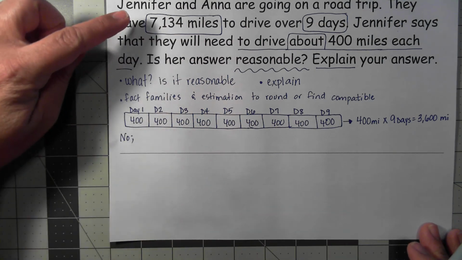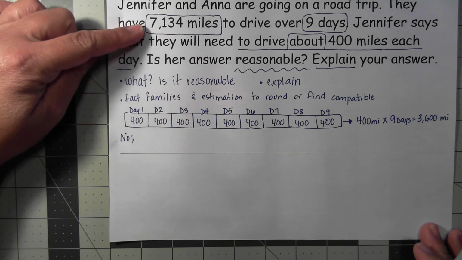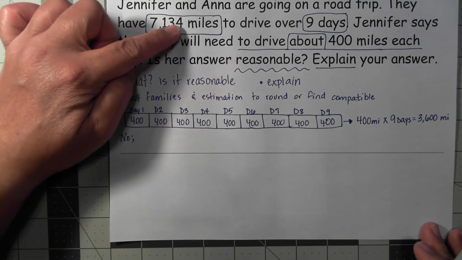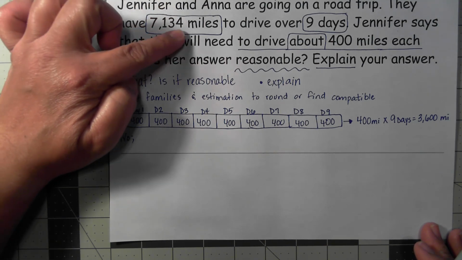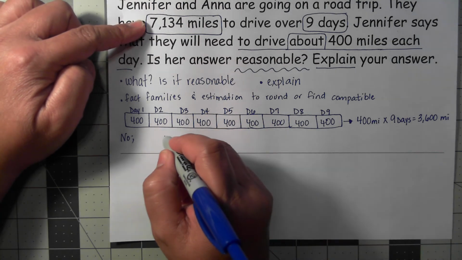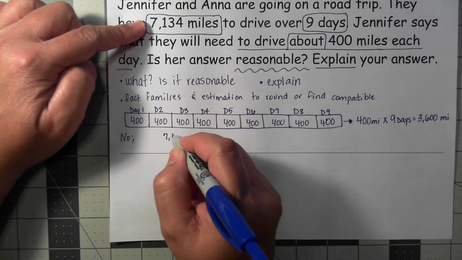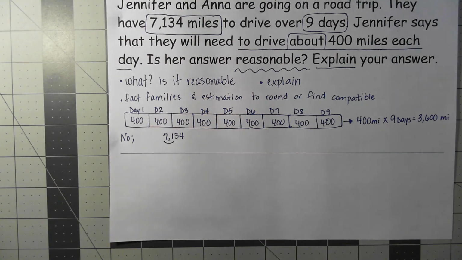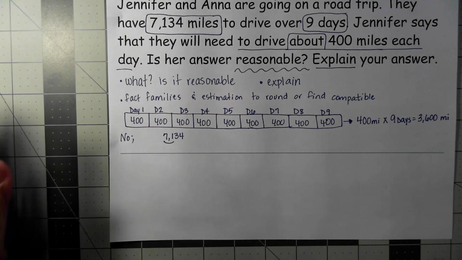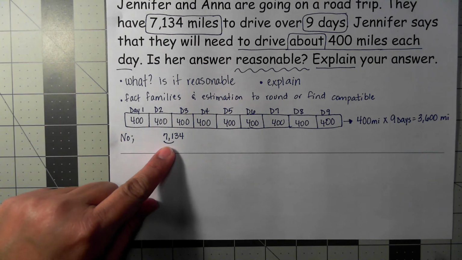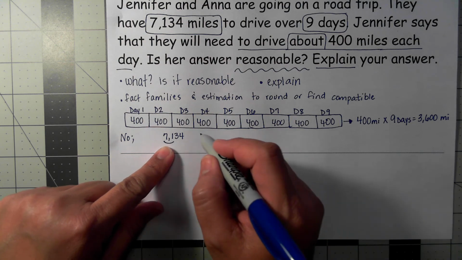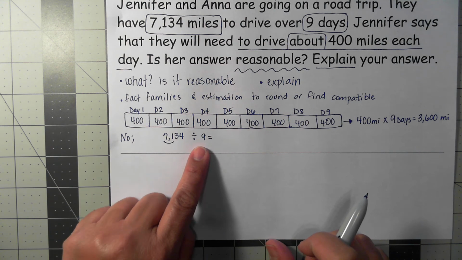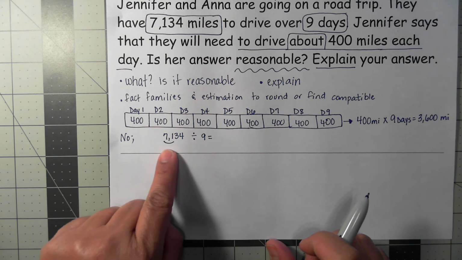Well, I could use the total number of miles that Jennifer and Anna need to drive, okay? And I can take that and change that number by using compatible numbers. So here's what I can look at. I can look at 7,134, and I'm going to hug or underline these first 2 digits. Those 2 digits are the 2 highest place values in my number, and I can use those 2 numbers to estimate division.